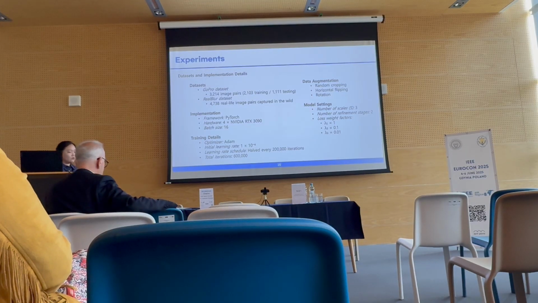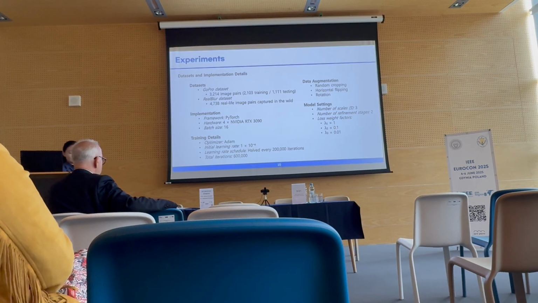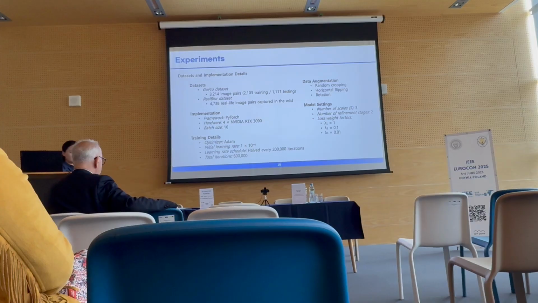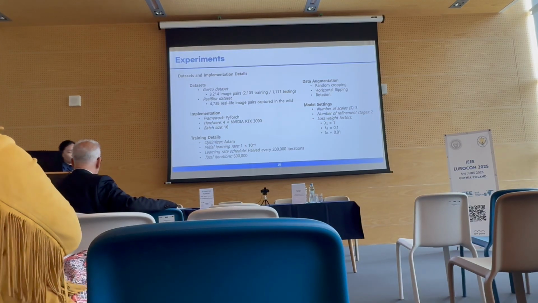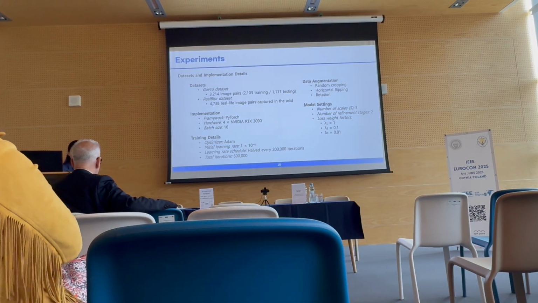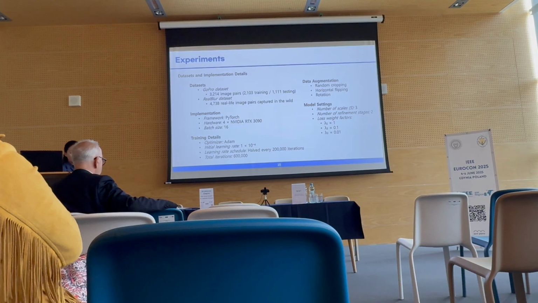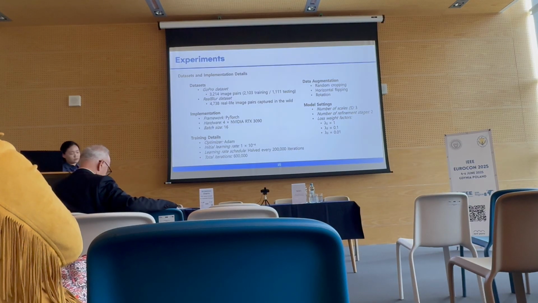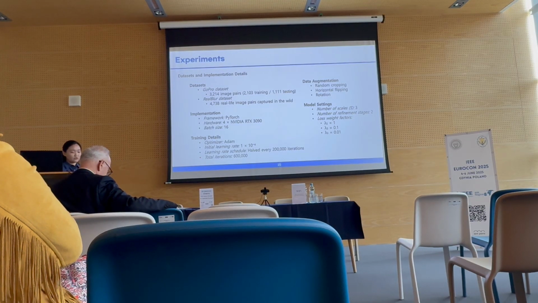We validated our approach on standard deblurring datasets, the GoPro dataset and the RealBlur dataset. Our network is implemented in PyTorch and trained on NVIDIA RTX 3090 GPUs. We use the Adam optimizer with an initial learning rate of 1e-4 and trained for 600,000 iterations. Data augmentation techniques such as random cropping, flipping, and rotation are applied for better generalization.